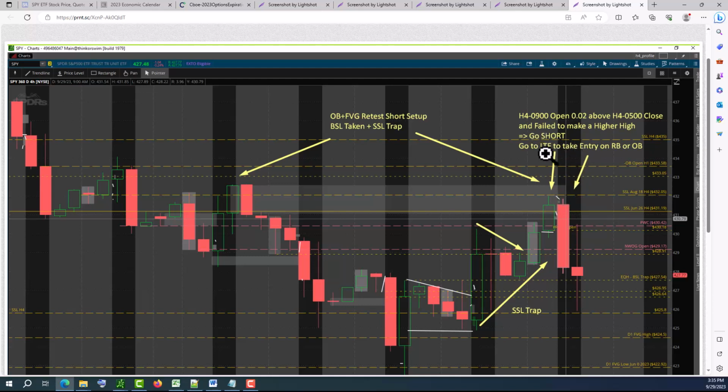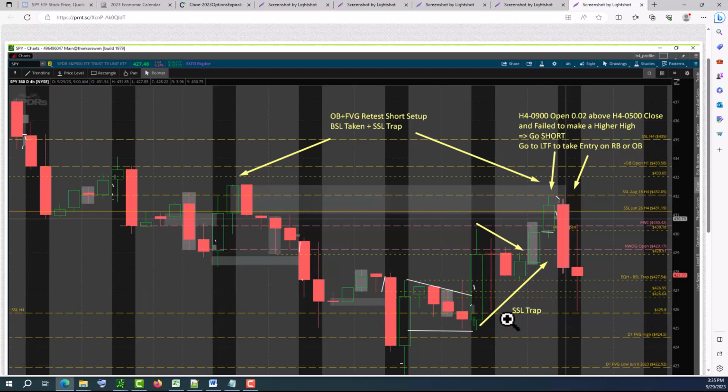Then immediately we need to go to a low time frame. In this case, it's the 1 minute time frame, and we take entry on the rejection block. If you cannot do that, then wait for the order block forming, and if you cannot get into the order block, you wait for a retest. So you have a couple of opportunities to enter right there. So don't feel like you have to rush. That's the whole idea right there.